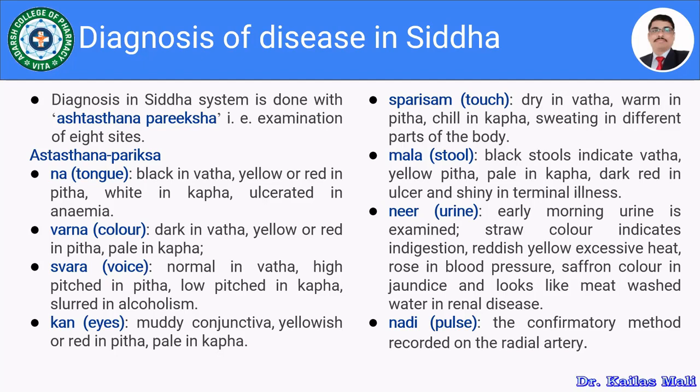And the last one is Nadi Pariksha, the pulse examination, which is a confirmatory method recorded on the radial artery. So these are the Ashtasthana Pariksha, the examination of 8 sites in the Siddha system of medicine: tongue, color, voice, eyes, touch, stool, urine, and pulse.